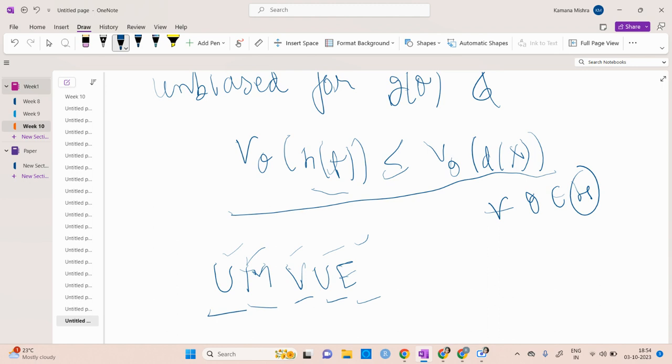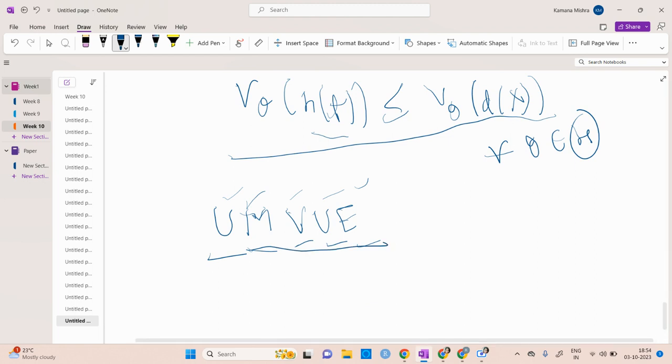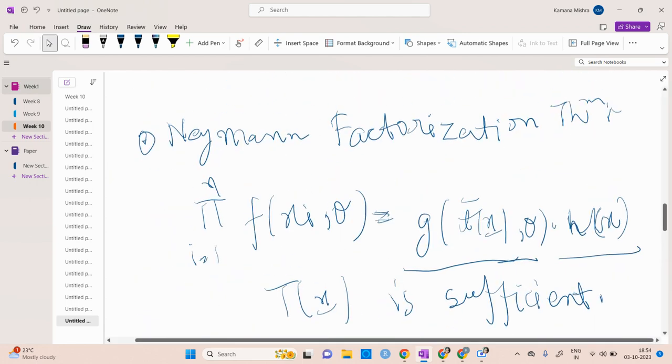And if T is complete and sufficient, then at that time you have a minimum variance unbiased estimator, and if it is complete also, then this is a uniformly minimum variance unbiased estimator. So this is how you find it.